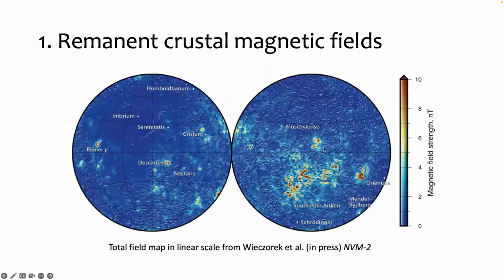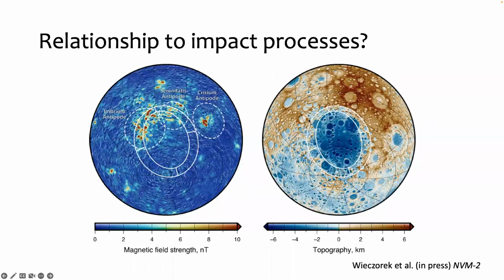Before, I was showing the near side and the far side. What I'm going to show on this next slide is only the far side, looking at it from near the south. So here's the South Pole for reference. On the left we have magnetic field strength, and on the right side we have a topography map. What we have seen is this slight pattern that some of the strongest magnetic anomalies on the moon may have some relationship to impact processes. The solid ellipse outlined here, this big one, is a big impact basin called South Pole Aitken Basin. It is the largest impact basin on the moon.